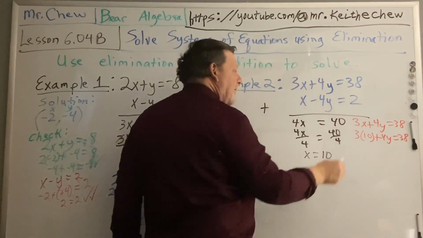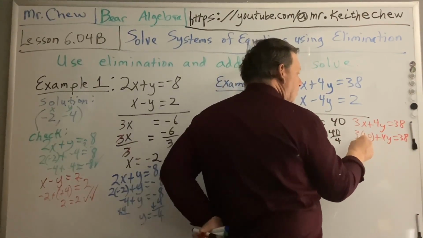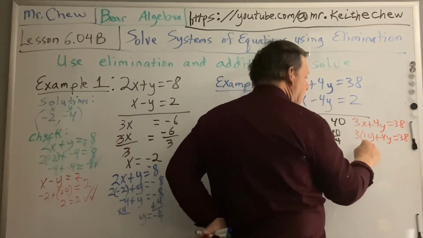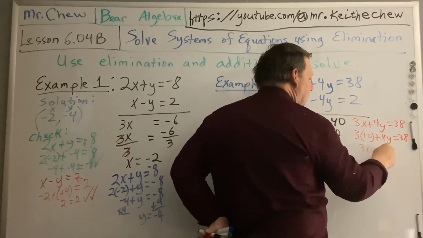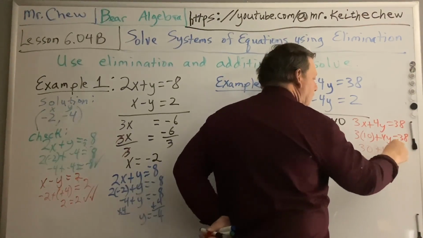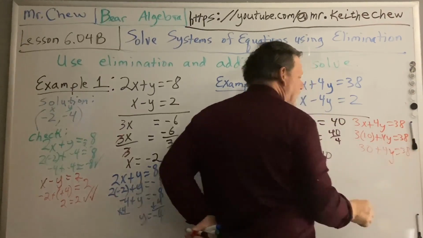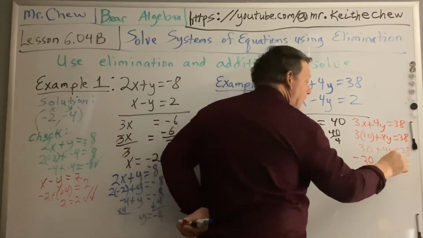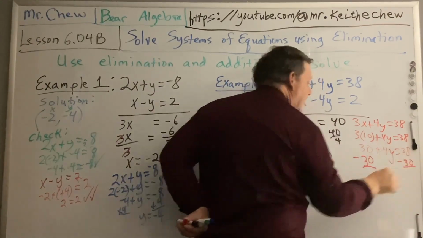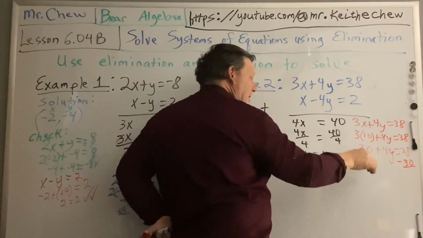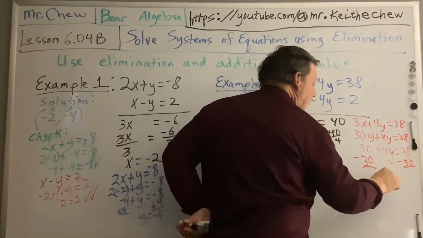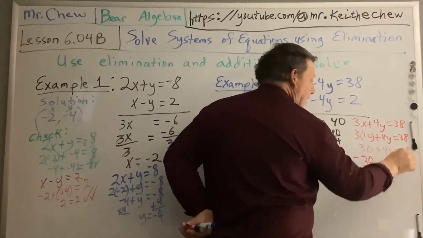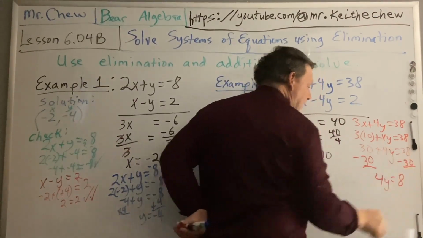Now I'm going to solve it. 3 times 10 is 30. I use the subtraction property of equality. Subtract a 30 from both sides. 30 minus 30 is 0. 0 plus 4y is 4y. And 38 minus 30 is 8.